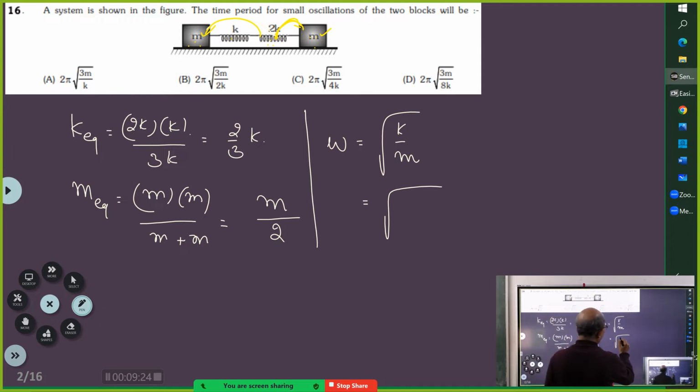So what will be the value of K? That is 2 by 3K. And what is the value of M? M by 2. So this should give us what? Root of 4K by 3M.